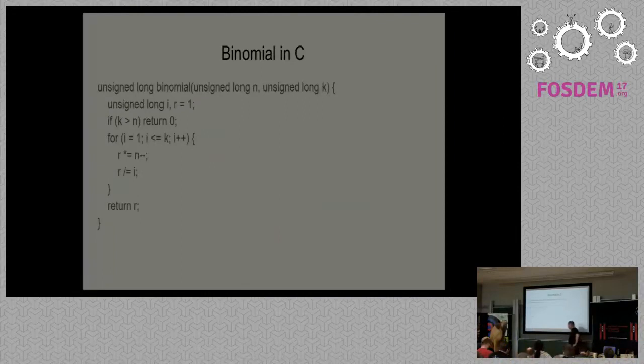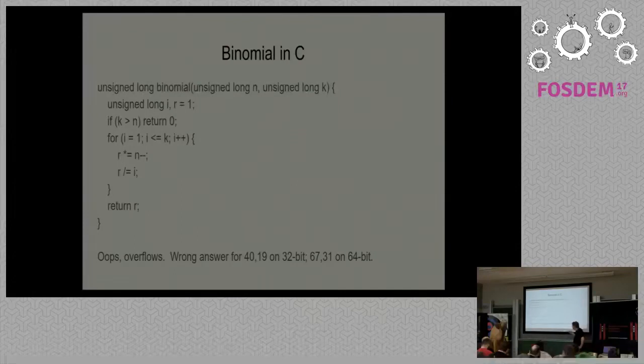Here's binomial in C. This is a pretty standard way to do it. Mark Jason Dominus had this on his blog in 2007. Well, not this, but something like it. And said, this is how you should do binomial. It has no overflow problems. It's great. Except it does overflow. Someone found he posted this on Reddit, and someone said, oh, actually, it does overflow.